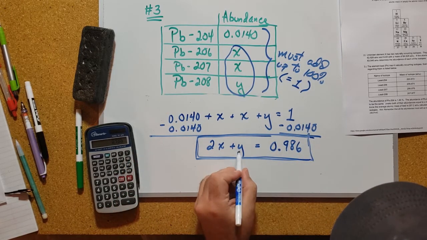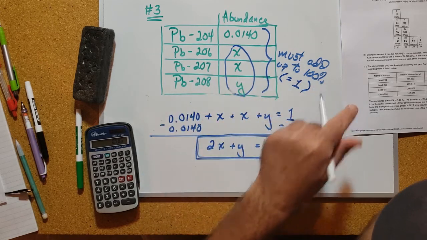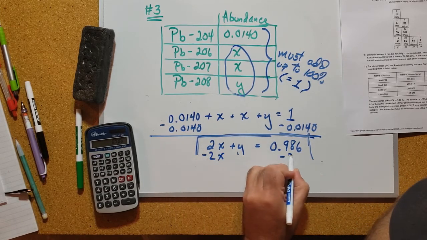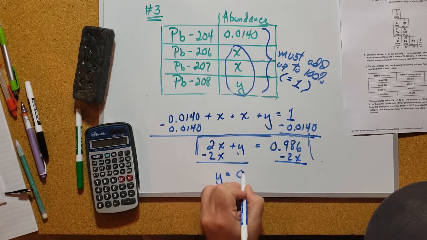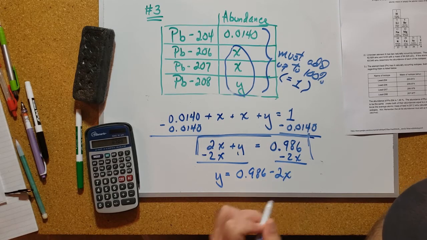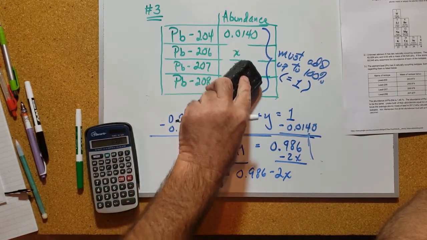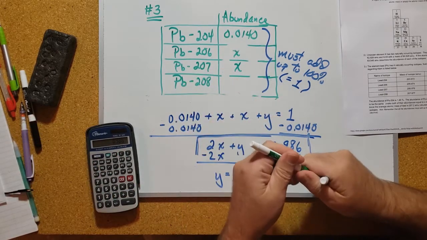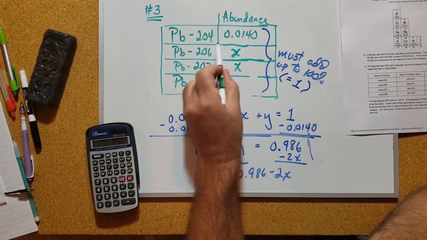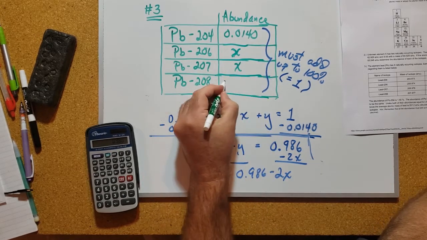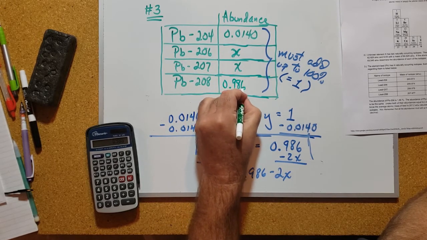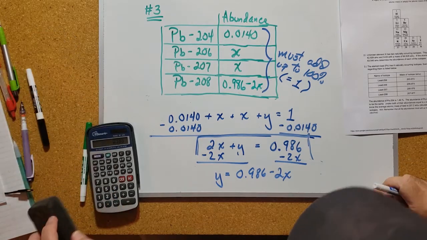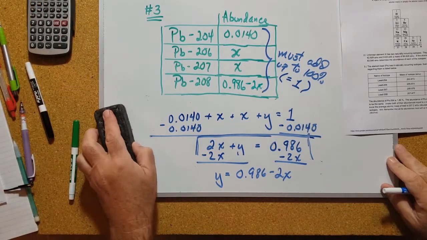But again, we want to solve this for y because we want to get y out of here and use some other expression that has x in it. So we will take this equation here and subtract 2x from both sides. And we'll get y is equal to 0.986 minus 2x. So back here, let's clean this up a little bit. Instead of y, this is going to be 0.986 minus 2x. Okay, good enough? That's just the beginning.